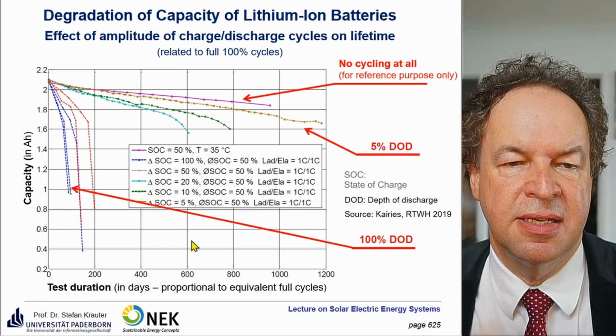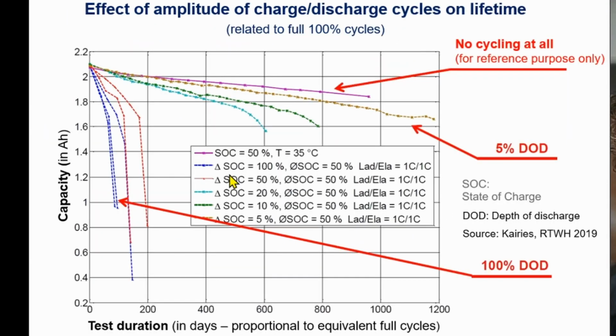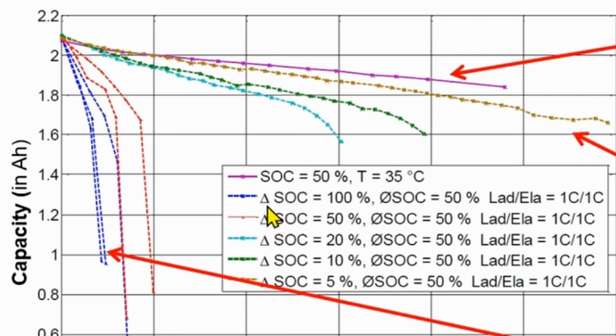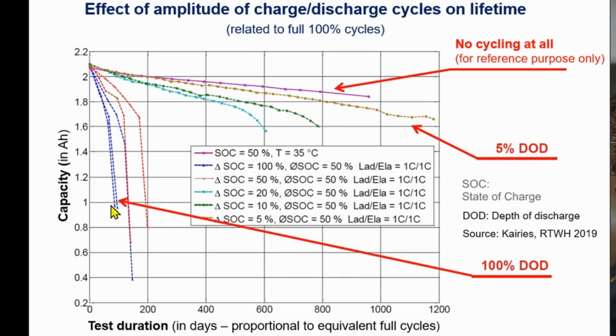Here now is something interesting. The way of cycling, so this is delta SOC. That means here, for example, the blue curve, that you always use the full capacity, you always do a full cycle. So you charge the battery fully and discharge it completely. Average between 0 and 100 is 50. And then you see this blue line, lifetime is really short. So this is not so recommendable.